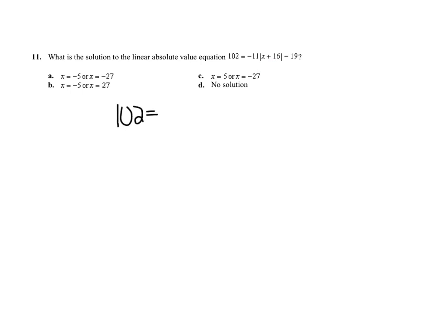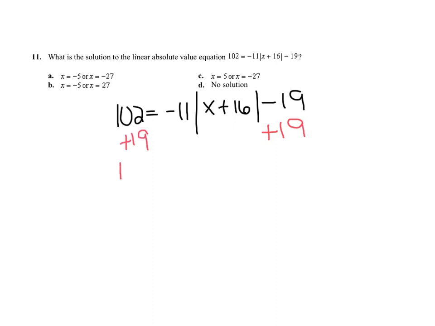102 equals -11 absolute value of x plus 16, minus 19. The first thing we need to do is add or subtract. Before we multiply or divide, we need to add or subtract. So let's move that -19 over to the other side by adding it to both sides. I would get 121 equals -11 absolute value of x plus 16.